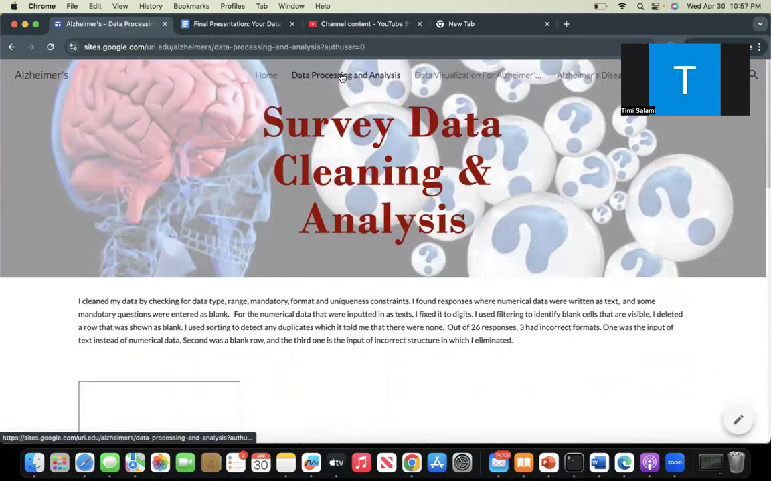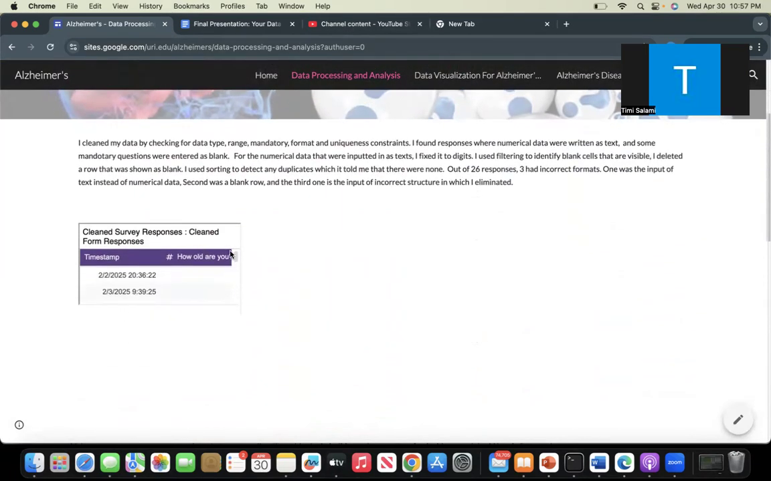So for the second page, which is survey data cleaning and analysis, like I said earlier, I gathered a survey from people where I asked them simple questions about how old they are, how familiar they're with Alzheimer's disease, do they know anyone that has been personally impacted by this disease, and what they think are the common symptoms that people with Alzheimer's disease have, and so on, all the questions listed here.